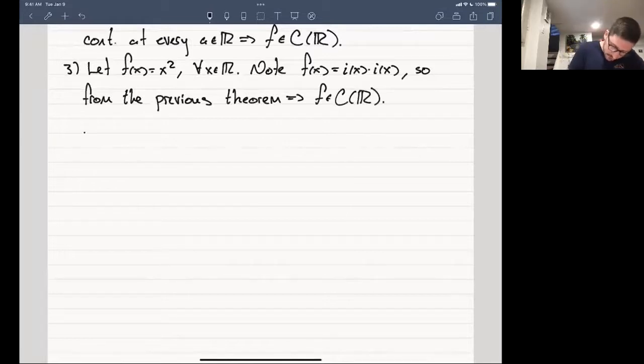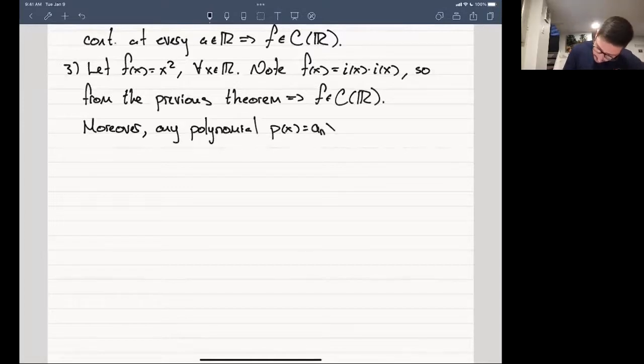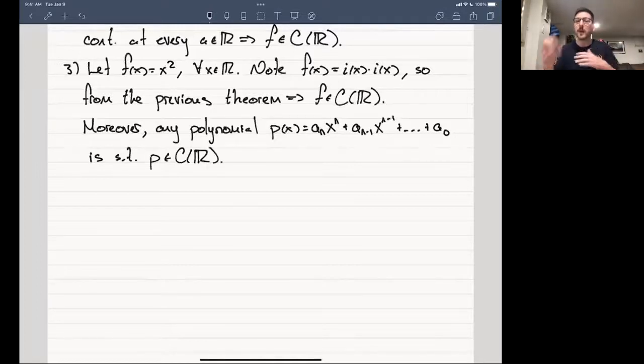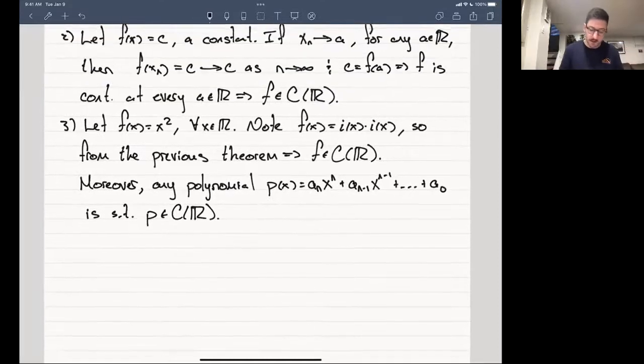And of course, moreover, every polynomial, so any polynomial p of x, let's say, a_n x to the n plus a_{n-1} x to the n minus 1 all the way down to a_0, is such that p belongs to C of R. It's continuous everywhere. And again, you're just applying this inductively, right? So you say, well, first a_n times x to the n is going to be continuous because x to the n is just a continuous function, x times x times x times x, n times. And a_n is a constant function. So from example 2, we showed that's continuous.